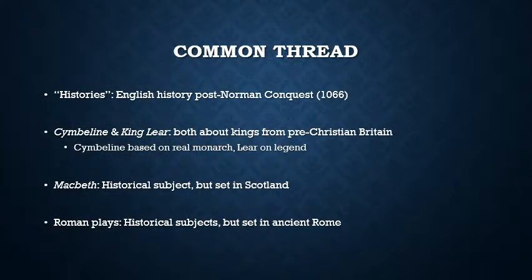So, what's the common thread that unites those plays that are known as histories and separates out those other plays that might be on historical subjects but are not counted in that group? The histories are all plays that are centered on English monarchs, English history, after the Norman conquest of 1066. So that's the common thread. They're about the English people, the modern English people, at least in Shakespeare's time. So the few centuries leading up to Shakespeare's time, and that's what unites them as a history of the English people.